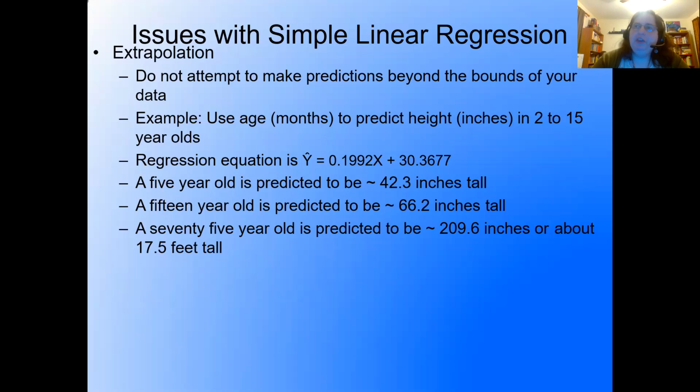But what happens with height? At some point, height levels off for us, right? It levels off. So by going beyond the bounds of our data, which was just 2 to 15-year-olds, we made an error. Okay. So we don't want to extrapolate. We don't want to have outliers. We don't want to have a restricted range. And we can't deal with nonlinear relationships.